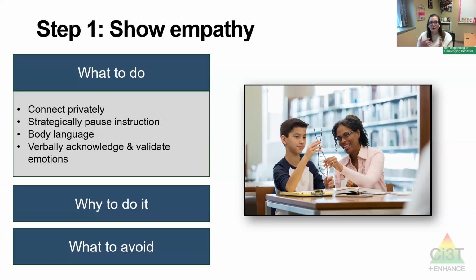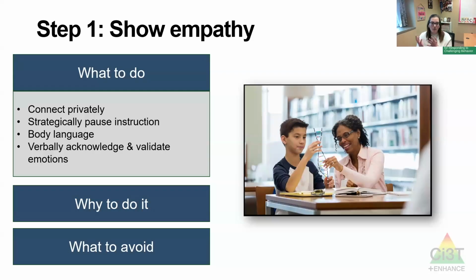So it's also important when you're going over to that student to engage in neutral body language. We want to make sure that we're being respectful of them. And so that is going to mean not placing our hands on them, whether that's in a supportive embrace or anything. You can just place your hands at your side or maybe on their desk if that's appropriate, but just to not engage in that manner. And then verbally acknowledge and validate their emotions.